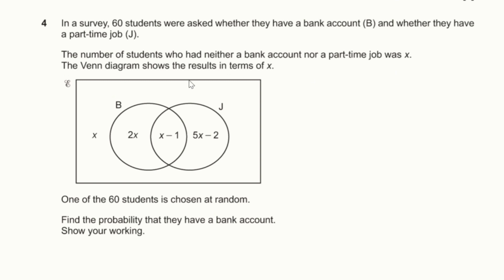Question number 4. In a survey, 60 students were asked whether they have a bank account B and whether they have a part-time job J. The number of students who had neither a bank account nor a part-time job was x, that's shown here, and the Venn diagram shows the results in terms of x. So we've got 2x for B only, 5x minus 2 for J only, and x minus 1 for both B and J. One of these 60 students is chosen at random. We have to find the probability that they have a bank account.